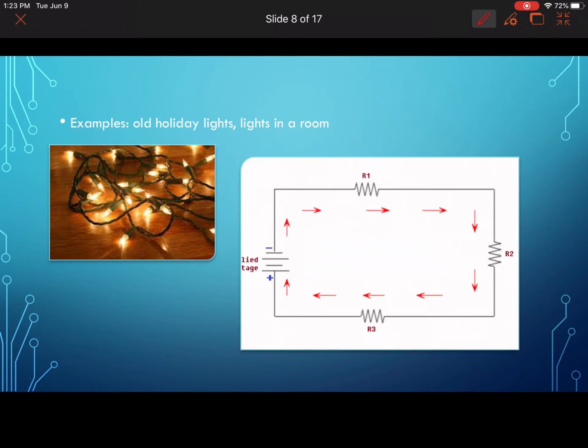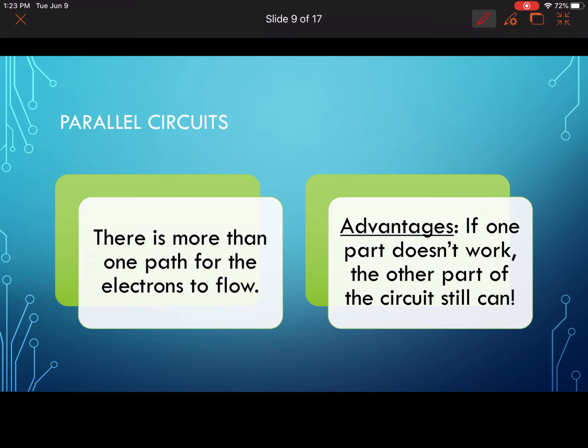This is an example of three resistors or three loads in series. So here we've got our battery, of course, and then we've got 1, 2, and 3 resistors. Now every single electron that is traveling around here has to go past or go through all of those resistors. So there's no choice. There's only one path for the electrons to flow. Now, we also have what's known as parallel circuits.